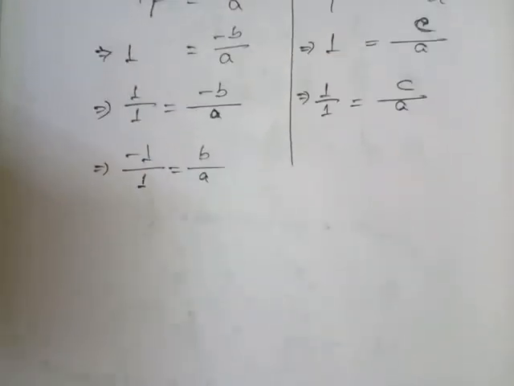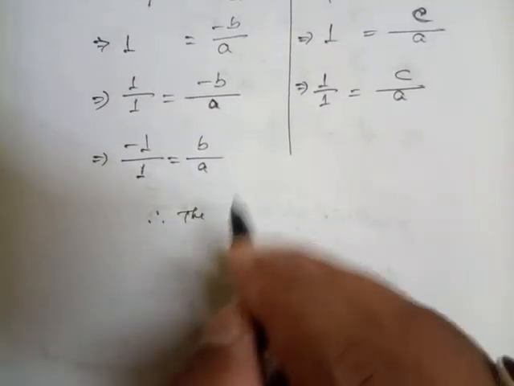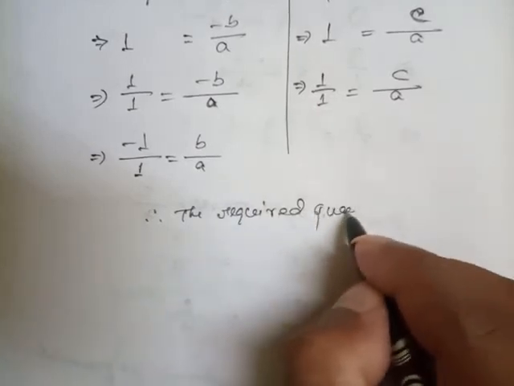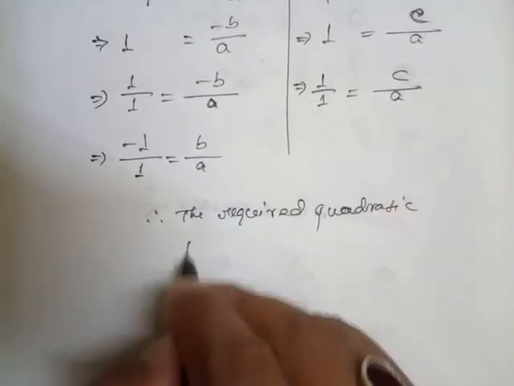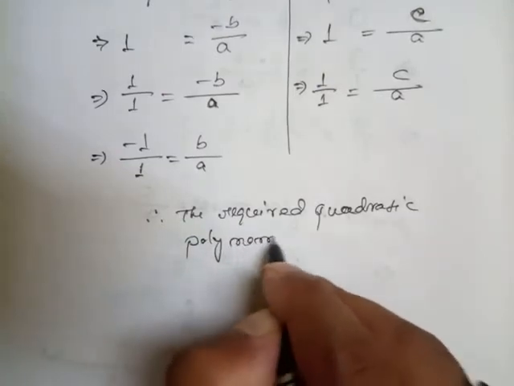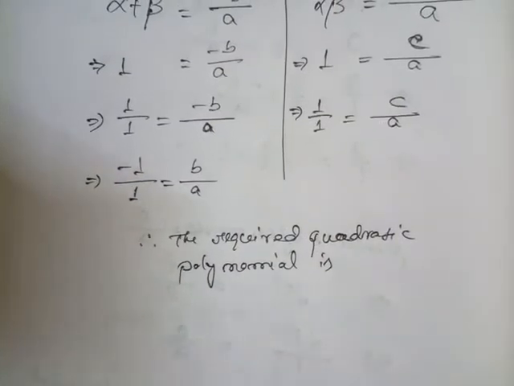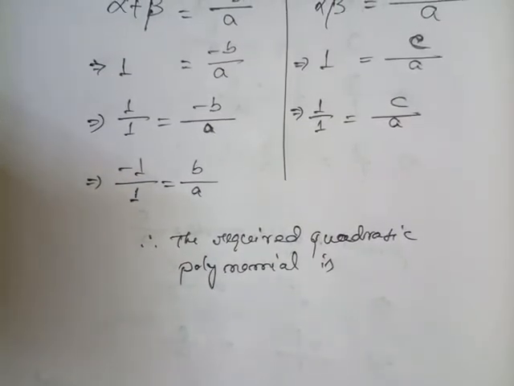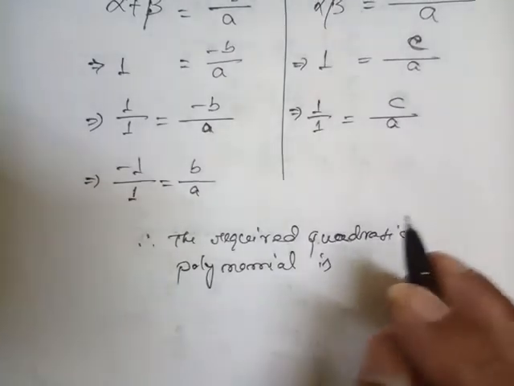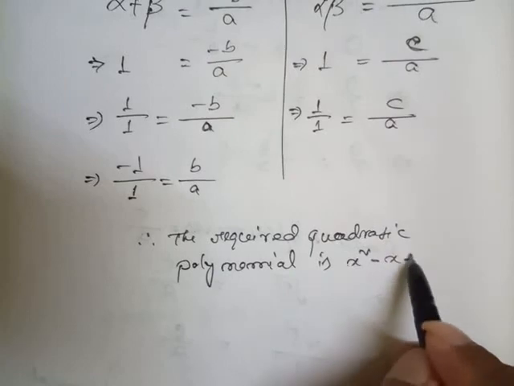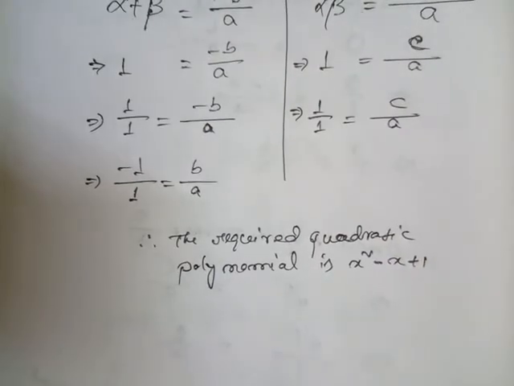So our required equation would be, therefore the required quadratic polynomial is, so actually the standard form of the quadratic polynomial is ax square plus bx plus c. So ax square means only x square, b is minus 1, so minus x, and c is 1, which means this is the answer. Student, now I am writing 2 Roman 5.